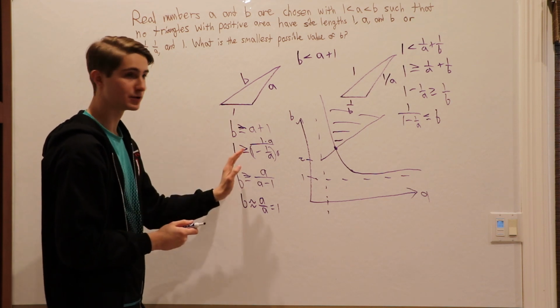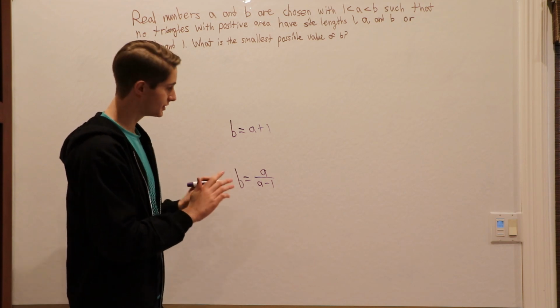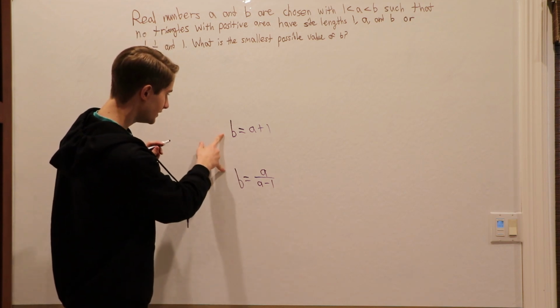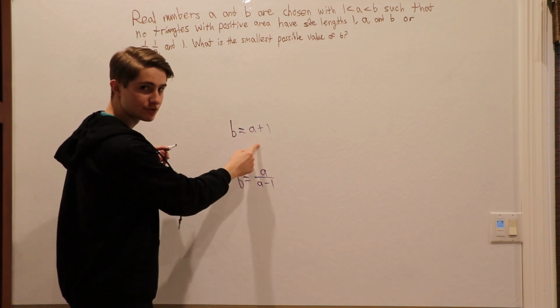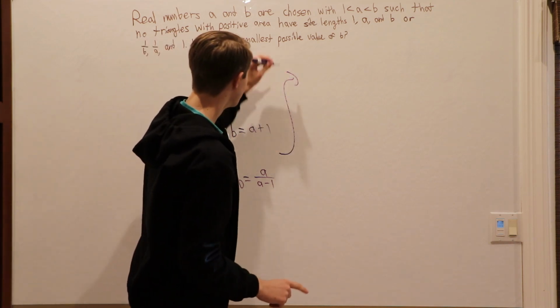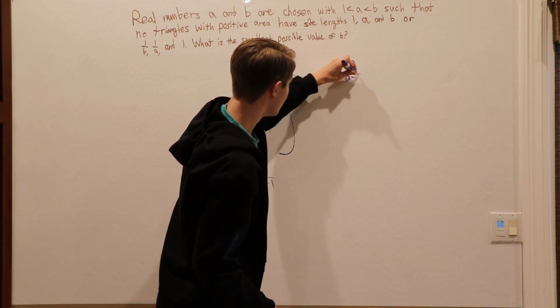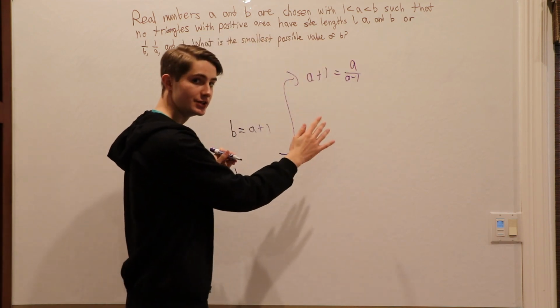So I'm going to clear this board and we can work with those equations. Okay, so we have our two equations here now, and again you can see that because b equals a plus 1 and it also equals a over a minus 1, we know that a plus 1 must equal a over a minus 1. Now we just need to solve for a.